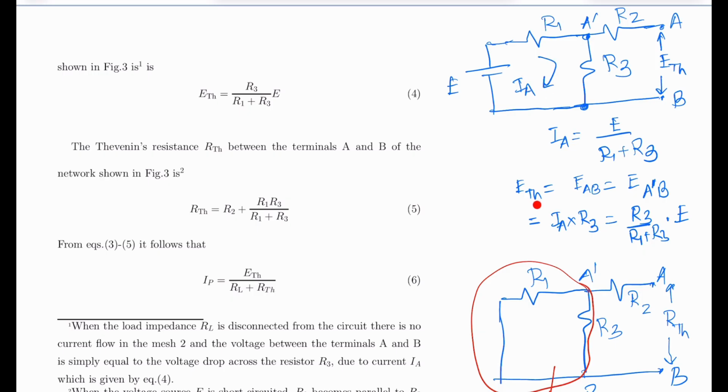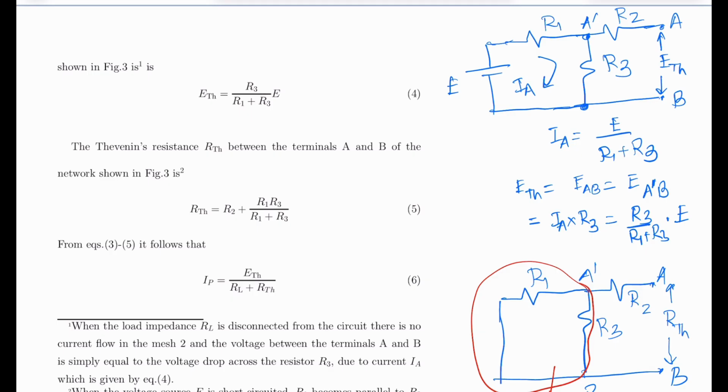So ETH is equal to EAB equal to EA dash B, and this is nothing but IA into R3. The value of IA is E upon R1 plus R3. So E upon R1 plus R3, into R3. So this R3 is here. So this is the value of ETH. This we have shown here.